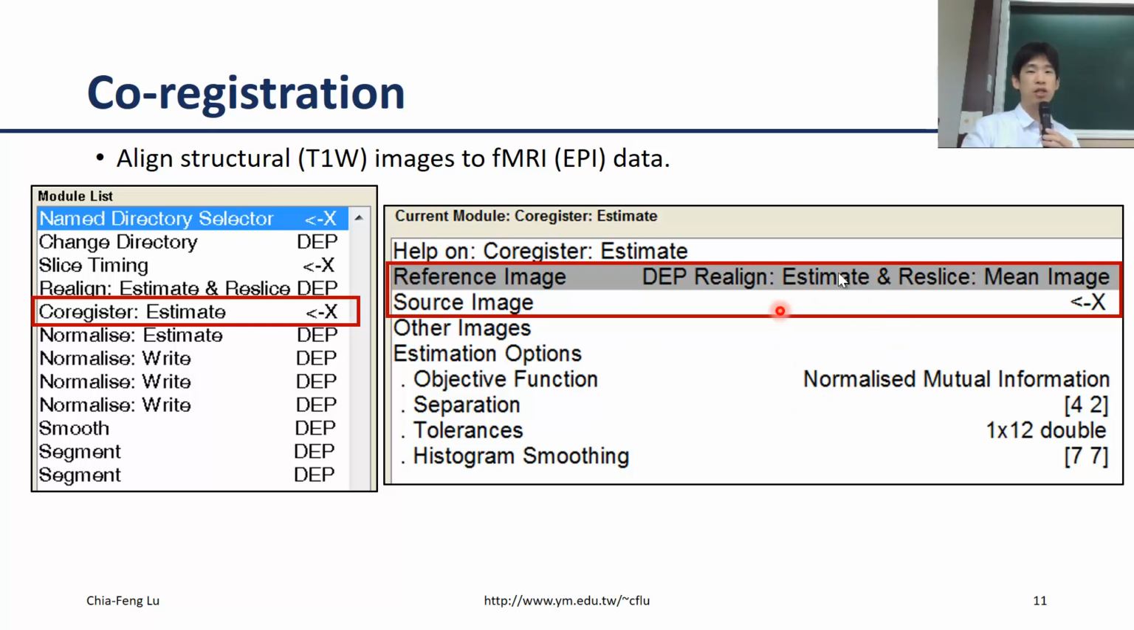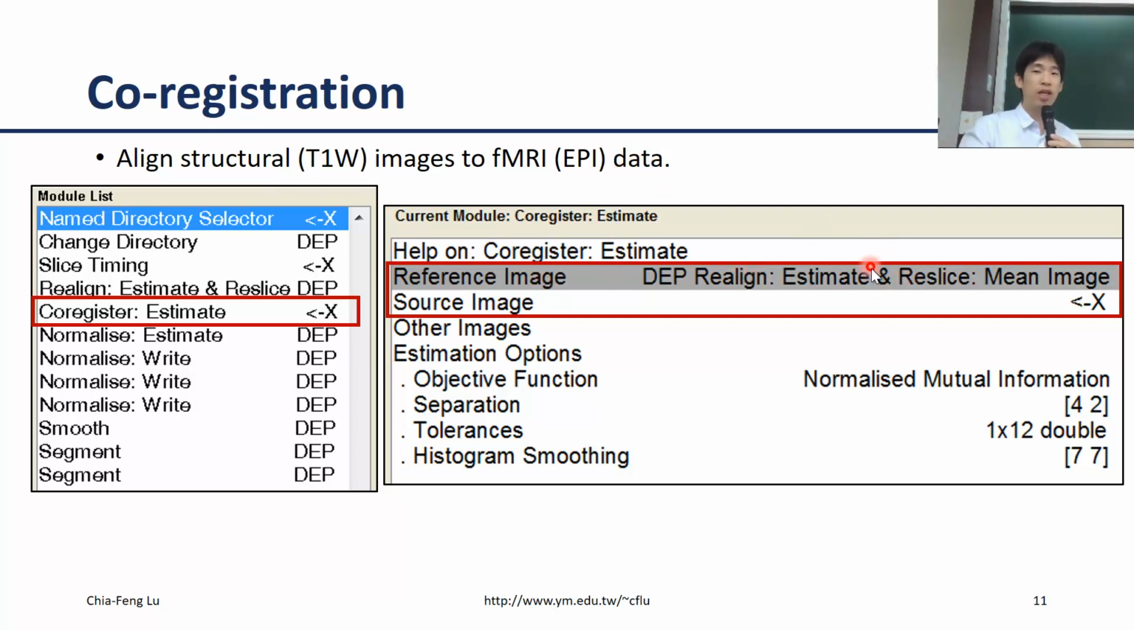here, you can see the parameter setup window. There are two specific things you need to set up. The very first one is a reference image. So in this case, which one is the reference image? The EPI data should be the reference image because we want to align T1, we want to rotate or translate the T1 weighted imaging into the EPI data. So actually the reference imaging is the EPI data.